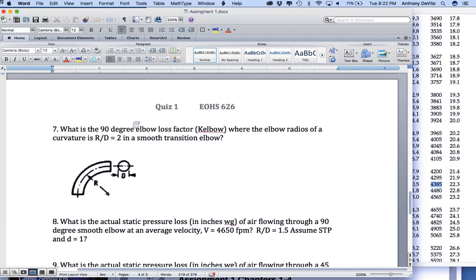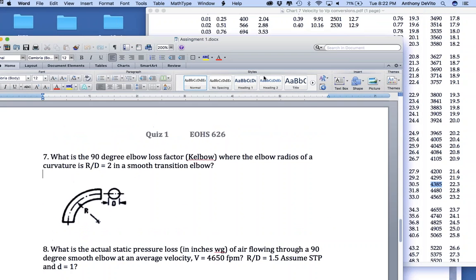What is the 90-degree elbow loss factor, K elbow, where the elbow radius of curvature, radius to diameter, is 2? The radius is 2 times the diameter in a smooth transition elbow. That would be like PVC or something like that. So what chart will we need for that?